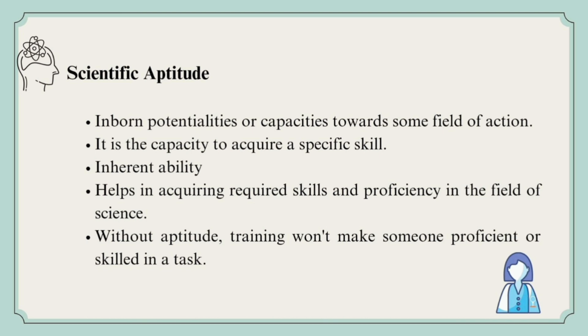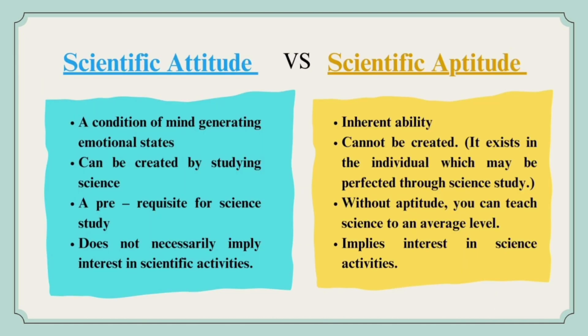That is, it is the natural ability or inclination to understand and engage with scientific concepts, theories, and methods. It involves skills such as critical thinking, problem solving, observation, and experimentation, as well as an interest in exploring the natural world and uncovering new knowledge through scientific inquiry. Now, let's delve into the difference between scientific attitude and scientific aptitude.